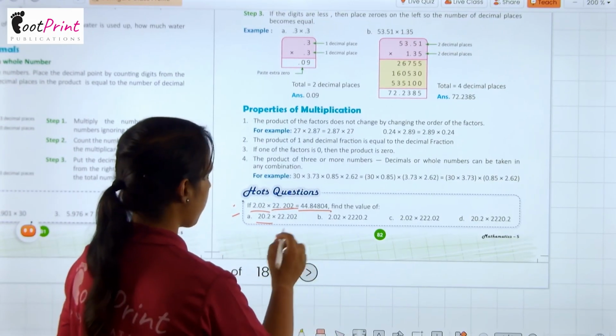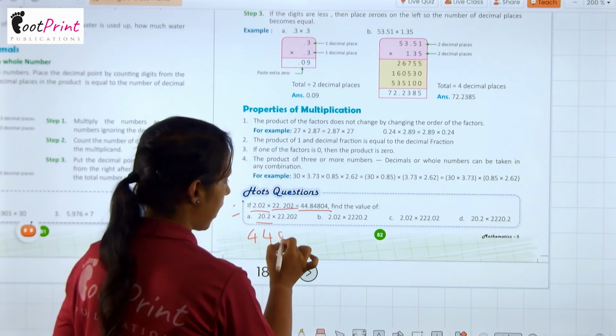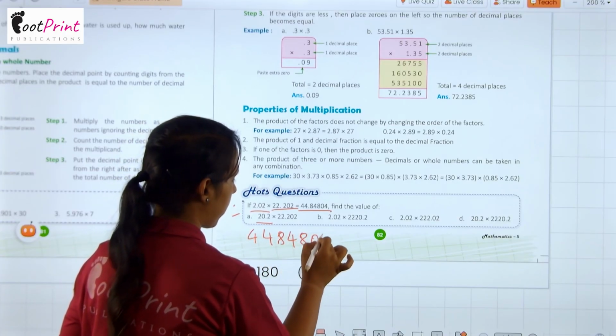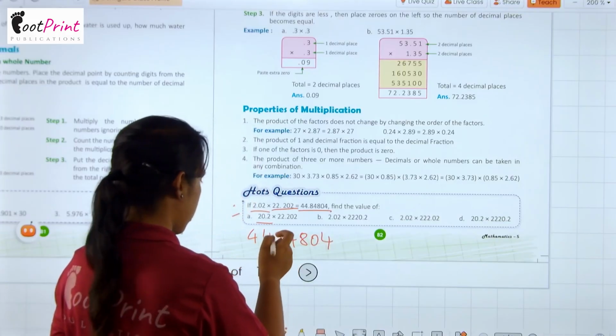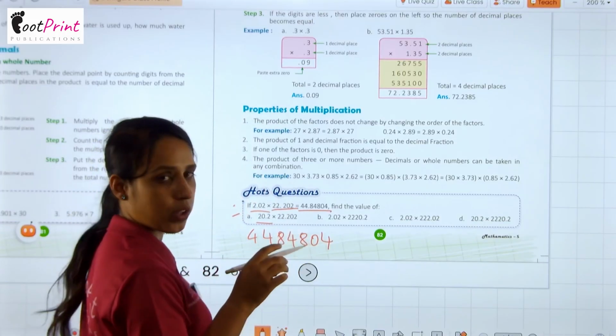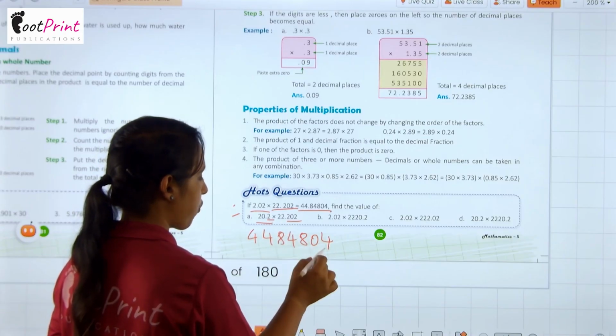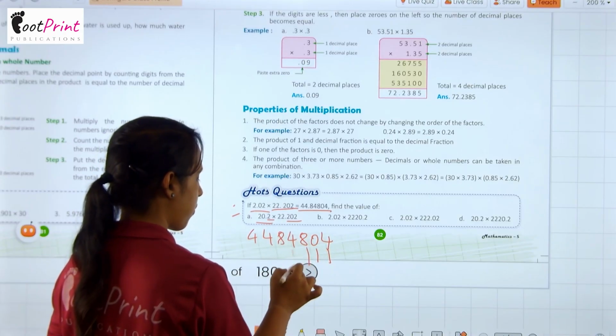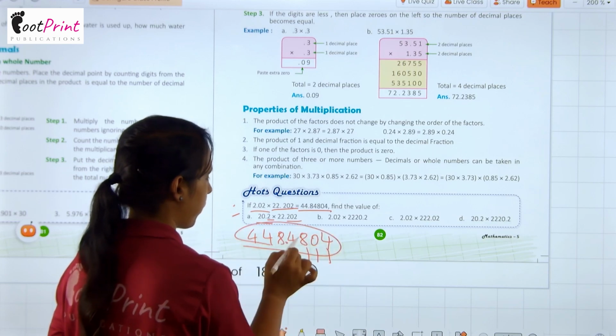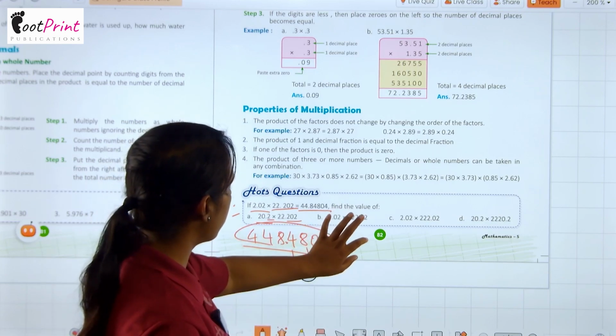Okay, so we get 4484804 in all the numbers. Now we have to put the decimal according to their decimal places. Here 3 decimal places, here 1. So we count 4: 1, 2, 3 and 4. The decimal is put here. Okay. So just like that you can solve it easily.